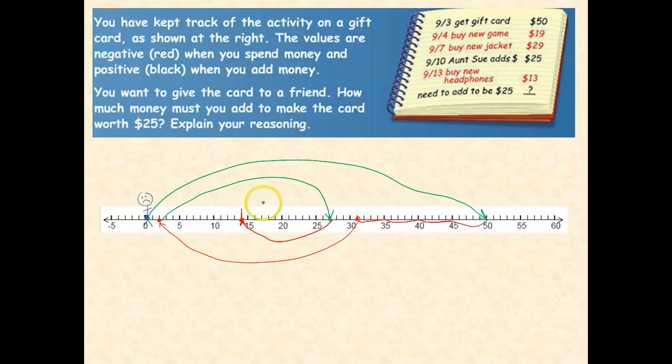How much do I need to add to get to $25? I need to add 1, 2, 3, 4, 5, 6, 7, 8, 9, 10, $11. There's $11 right there that I need to add to get up to 25. So, why did I do all this? It was to show you how we can use a number line to add and subtract real numbers.